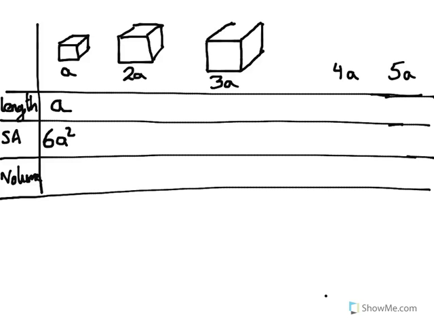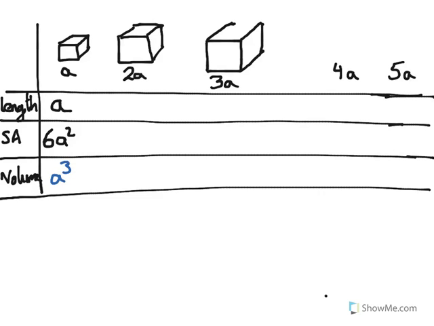The volume of the first cube is going to be the length times the breadth times the height, which is going to be A multiplied by itself 3 times. A times A times A is going to give us A cubed. So very important that we understand these concepts. We'll write the volumes here in blue, A cubed.